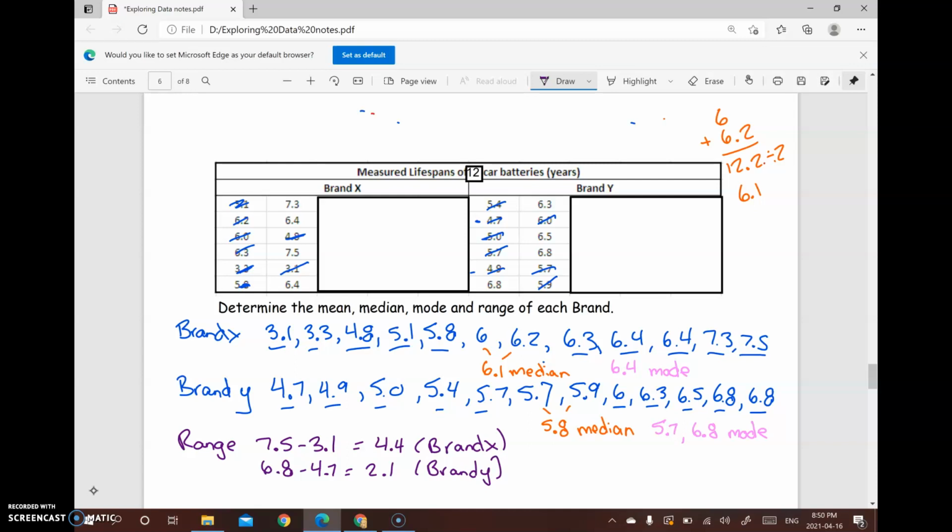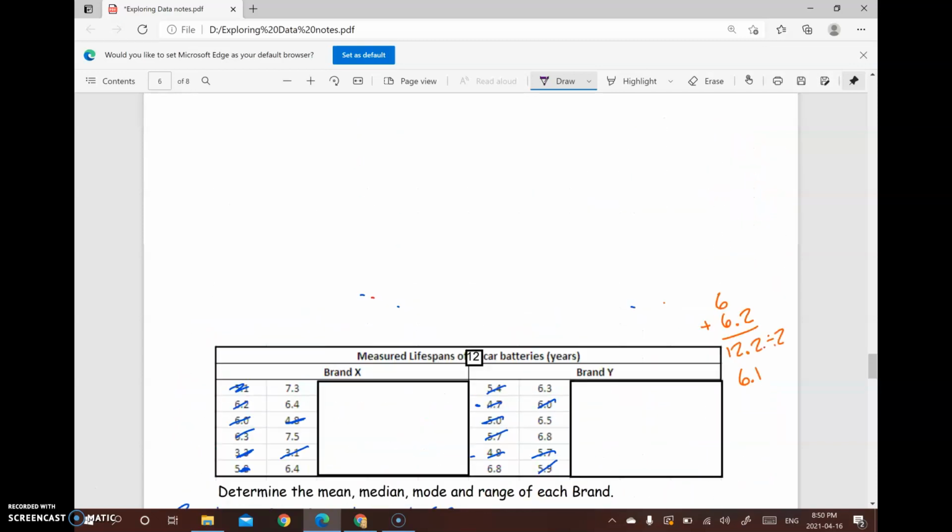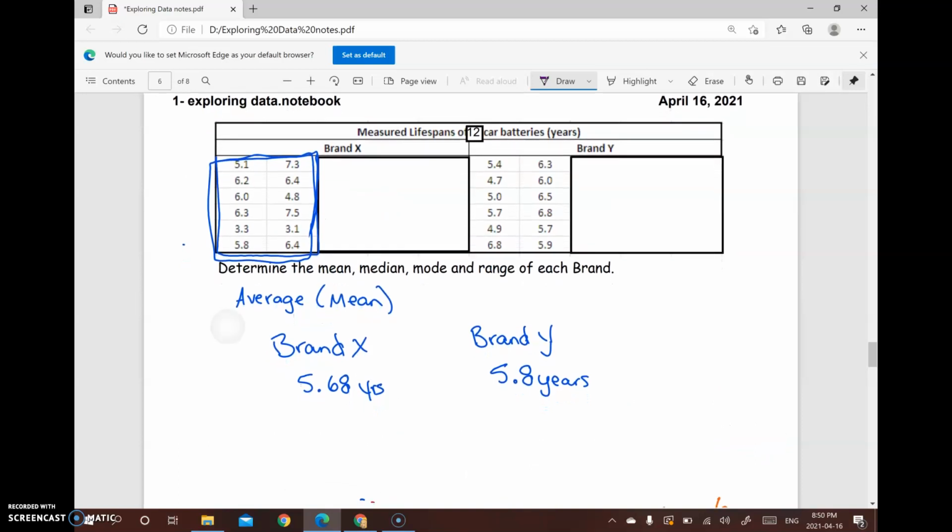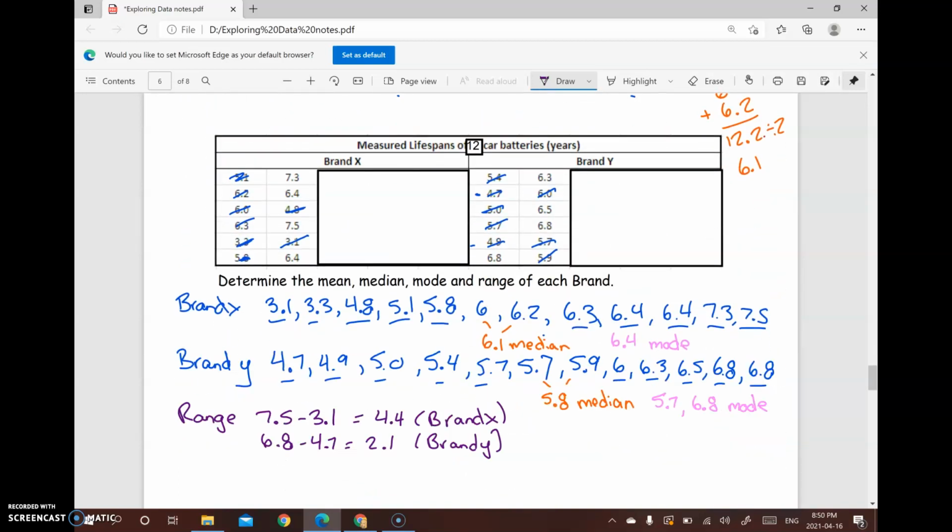So with range, ideally you want a small range. What that's telling you, if you have numbers that are all over the place, is that there's nothing consistent. So in brand Y, we have more consistency with their batteries. Brand Y has two modes, so that's not really helping us there for deciding which brand we want. The average helps, and if I scroll up again to see our average, brand Y had a higher average. And then for median, brand X.